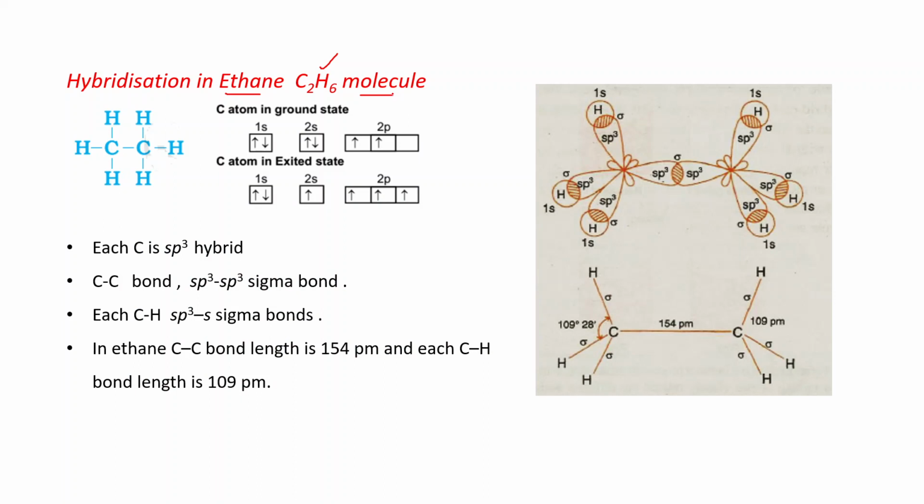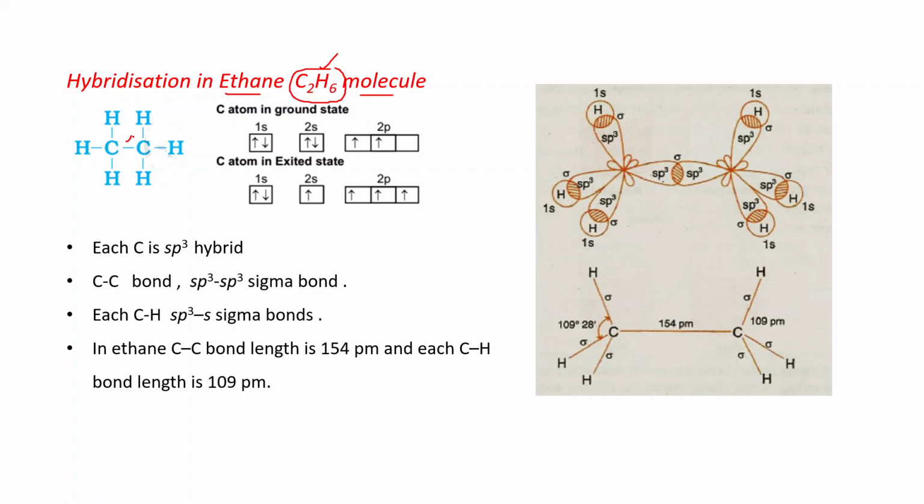As we know, hydrocarbons can be classified into two categories, saturated hydrocarbon and unsaturated hydrocarbon. In saturated hydrocarbon, there is a carbon-carbon single bond. In case of unsaturated hydrocarbons, there is a carbon-carbon double bond or carbon-carbon triple bond. Now this C2H6 is a saturated hydrocarbon and there is a carbon-carbon single bond. We also know that a single bond means a sigma bond.